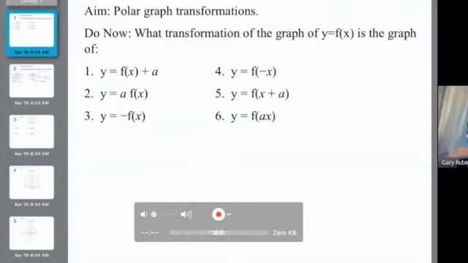If you look up at the screen, you can see the aim is about transformations with polar graphs.